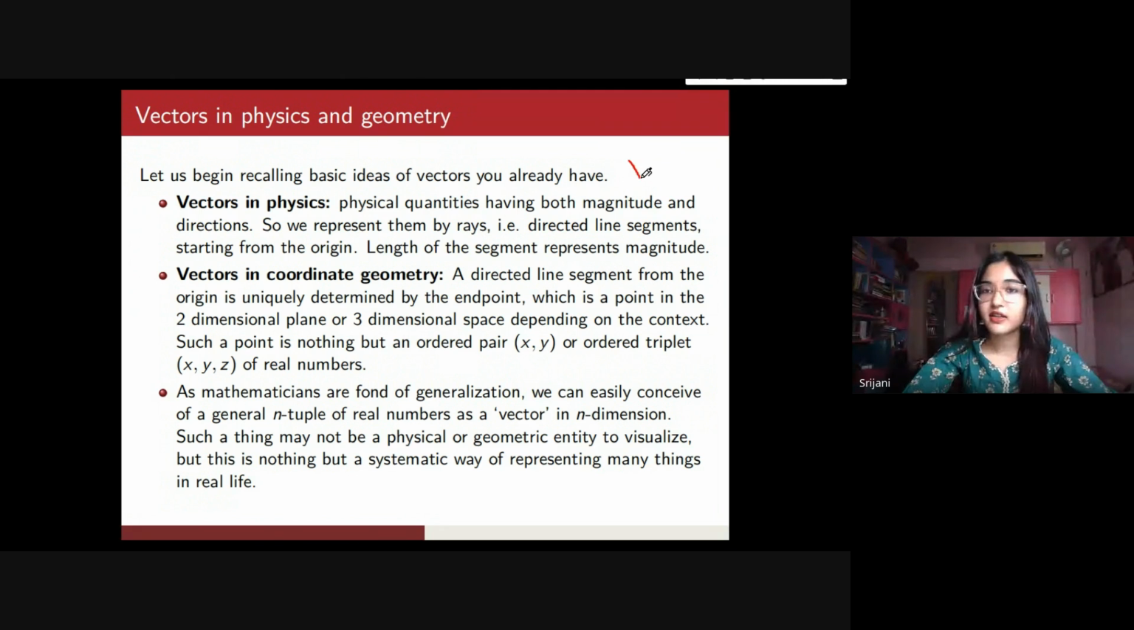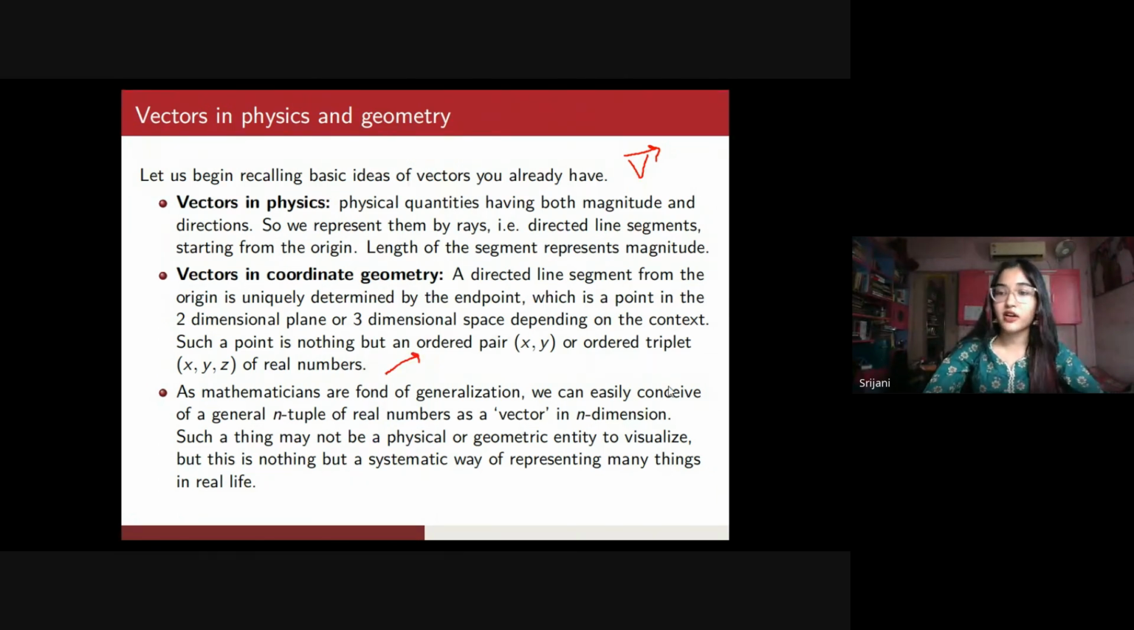We write it using something like this. So what does this indicate? This is the magnitude and this is my direction. So in physics, it is something which has a magnitude and a direction. And in mathematics, we have learned it as a directed ray from my origin. And someone said an ordered n tuple. That's what I'll come to.